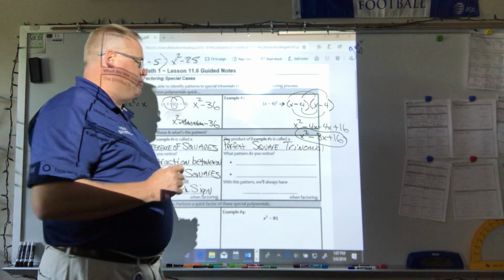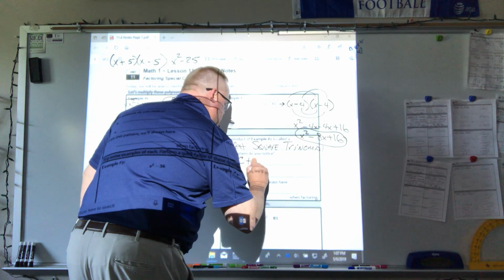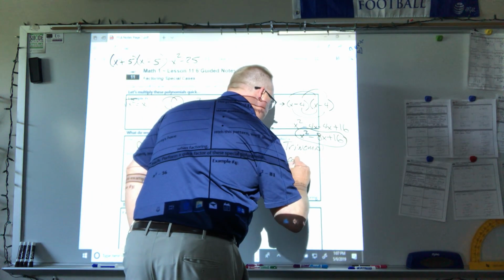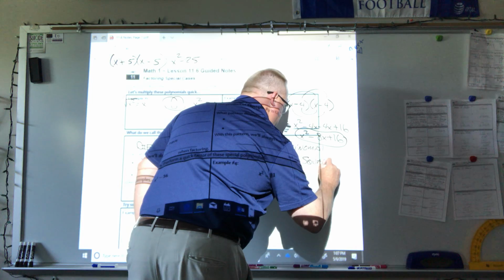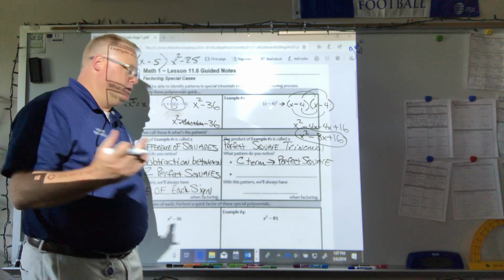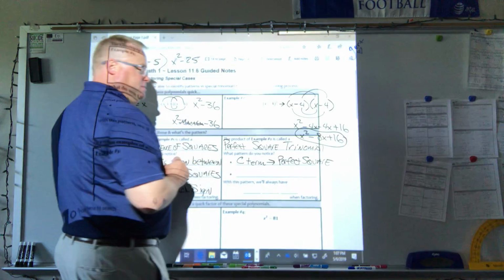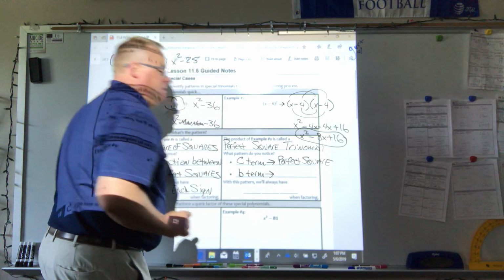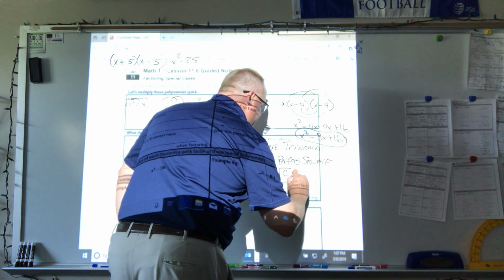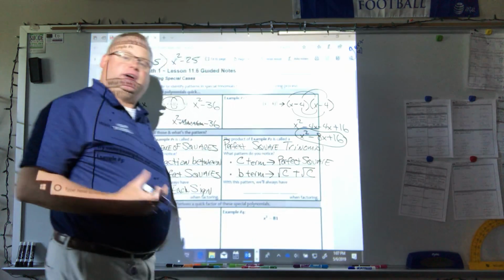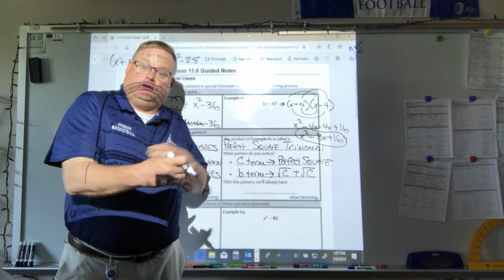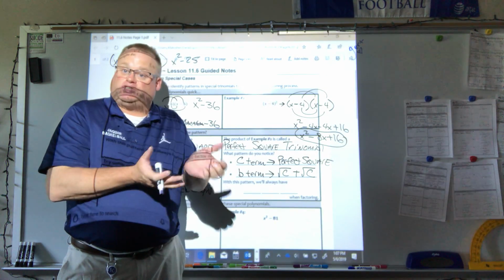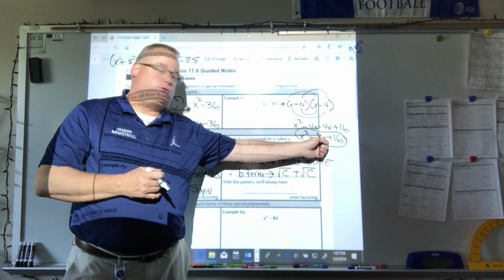Now here we go. What pattern do you notice? Well, the first thing I should notice about a perfect square trinomial is that its c term is a perfect square. The other thing I need to notice is that my b term is the square root of c added to the square root of c. So if I take the square root of 16, which is 4, and I add them, 4 plus 4 equals 8.